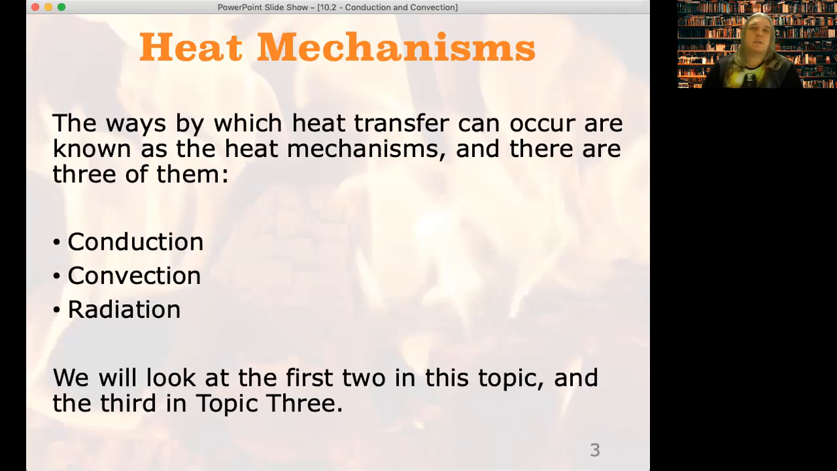There are 3 different ways. We call them the heat mechanisms. They are conduction, convection, and radiation. As I said, the first 2 will be covered in this topic. The third one, radiation, we'll look at tomorrow, just because it's a little bit different from these 2. So the first 2, conduction and convection, involve heat transfer or energy transfer by molecules themselves, either colliding or moving around, which we'll talk about. Radiation is heat transfer without any matter. So it's separate enough that we'll treat it as a different topic.